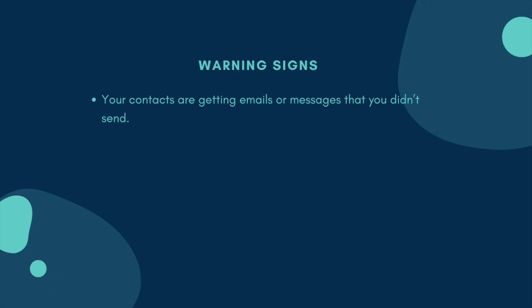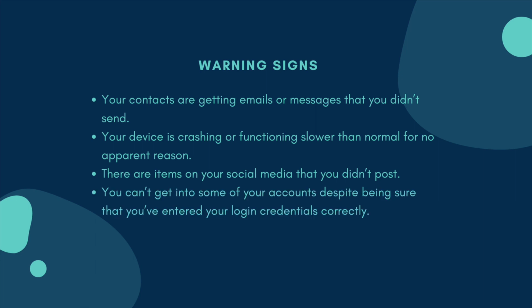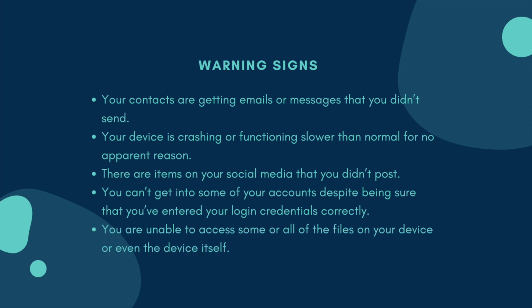The first step in resolving a cyber attack is recognizing it. Here are a few warning signs that could clue you in on a cybersecurity breach. Your contacts are getting emails or messages that you didn't send. Your device is crashing or functioning slower than normal for no apparent reason. There are items on your social media that you didn't post. You can't get into some of your accounts despite being sure that you entered your login credentials correctly. You're unable to access some or all of the files on your device or even the device itself.